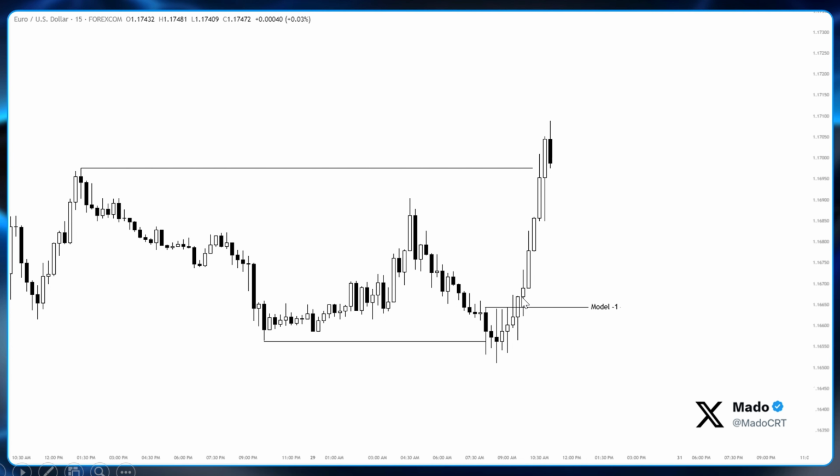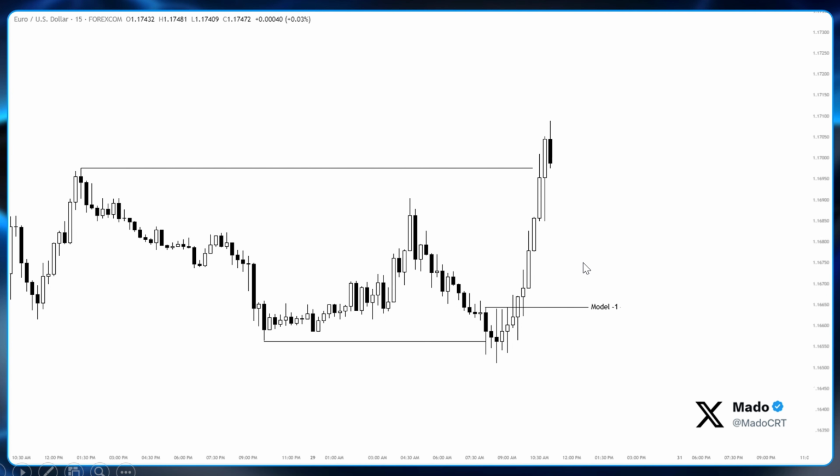Here, you'll see displacement to the upside with a clear order block forming right after the liquidity purge. This Model 1 gives you your first valid entry in the TSQ sequence. Your stop goes below the turtle soup low, and your target aligns with the next liquidity pool or CRT high. And that's it. The sequence ends there. No breaker, no reaccumulation, just turtle soup and Model 1.